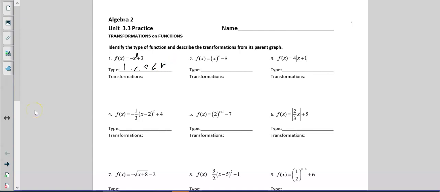Now there are two transformations going on. This negative right here in front of the x flips it over the x-axis, and the plus 3 moves it up 3. All right, number 2, we have a little 2 up here in the exponent, so that means it's quadratic. Transformations, only one, minus 8, which means down 8.